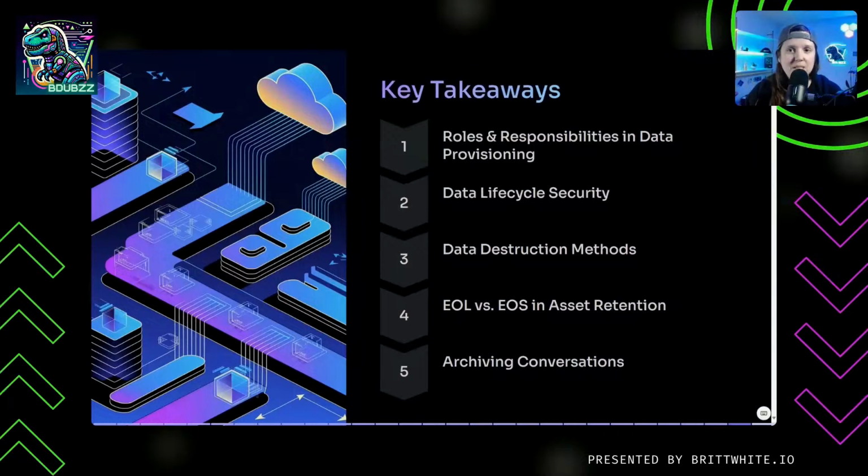Asset retention planning must account for both end-of-life and end-of-support, with end-of-support being the more critical security concern since it means no more security patches. Archiving requires careful consideration of storage media, formats, and access controls to ensure long-term data accessibility. Remember, the goal isn't just to memorize these concepts, but to understand how they work together to maintain data security throughout its entire lifecycle. Think about how you'd apply these principles in real-world scenarios.